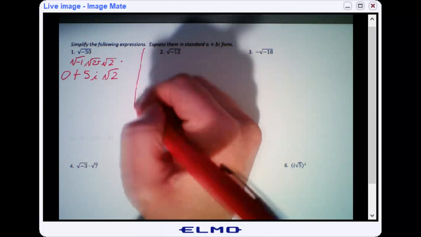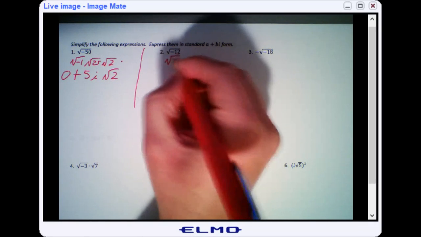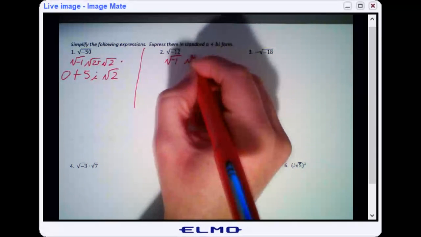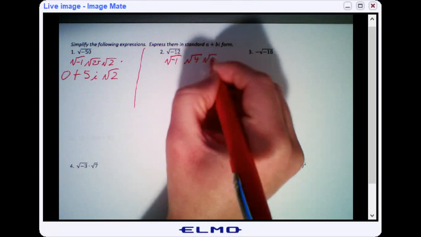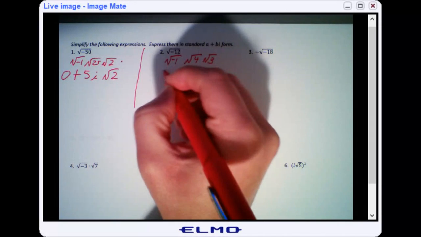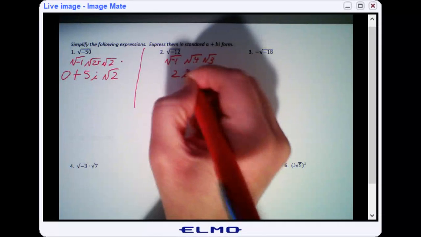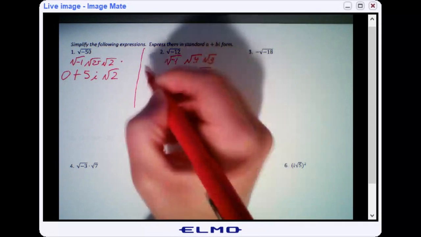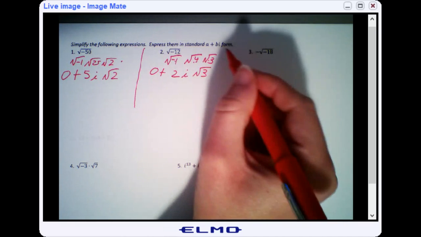So for number 2, I got the square root of -12. I have a -1 for the negative part. For 12, the biggest perfect square that can go into it is 4, and 4 times 3 gives me 12. The square root of 4 is 2, i from the -1, and then I just drop the square root of 3 down. I'm going to have 0 plus, because I want it in standard form and I don't have a real part.